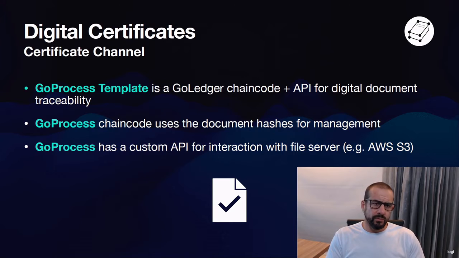Just a quick review, we're going to use the GoProcess module that's available for GoFabric that has a chaincode and an API. The chaincode provides all the traceability for files and certificates that are available inside the blockchain network, and it also provides a custom API that can connect to different file servers. For example, in this demonstration, we are going to connect to AWS S3 in order for you to control all files and certificates that are being saved and registered within the network.